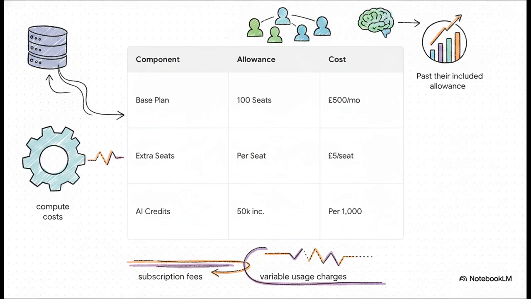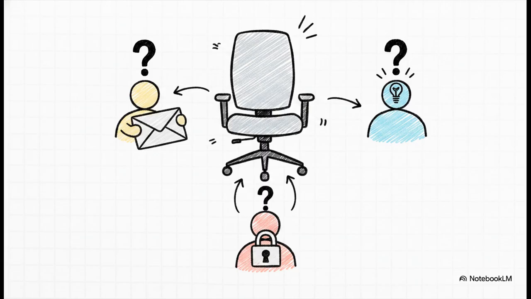You've got a base plan of £500 a month for 100 seats, but then you have these variable costs, £5 for every extra seat, plus usage-based charges for AI coaching credits once they blow past that included $50,000 allowance. This hybrid approach is great because it aligns the price directly with the value the customer receives and the compute costs the company incurs. But here is where you really have to put your system architect hat on.